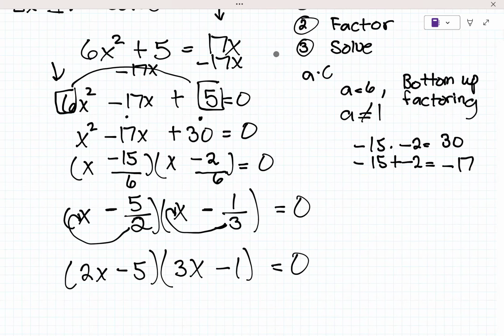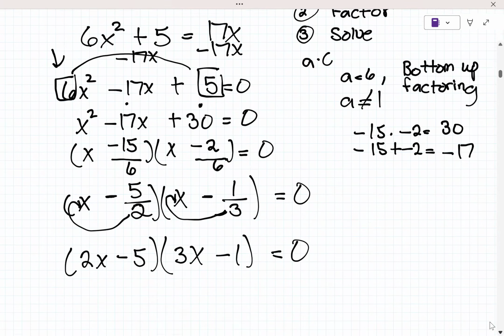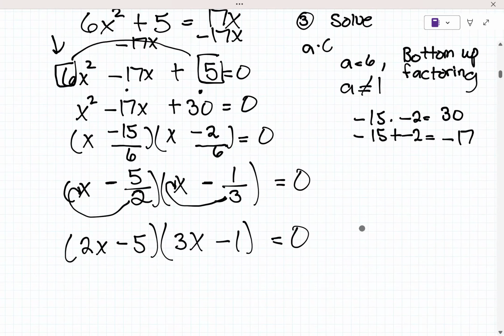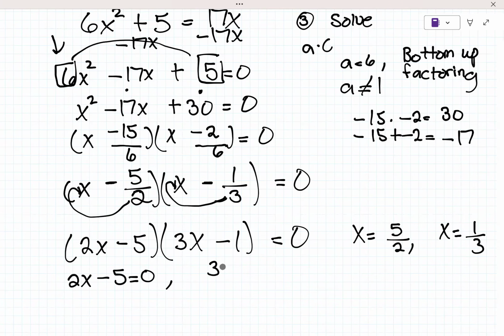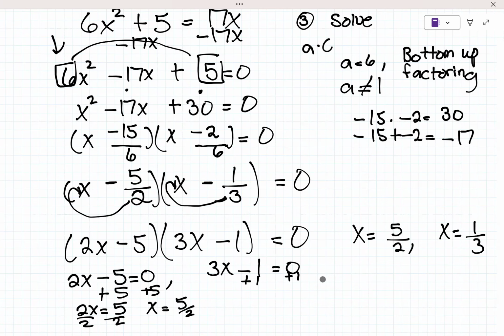And then the last step is solve. So your two solutions are 5/2 and 1/3. If you didn't see it, what I'm doing is literally setting each parentheses to 0 and solving for x. Over here I'm going to have to add 5. You get 2x equals 5, and then divide by 2. You get x equals 5/2. Same thing here, you're going to add 1, you get 3x equals 1, divide by 3, get x equals 1/3.